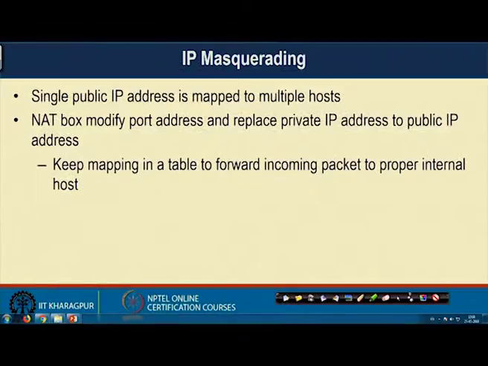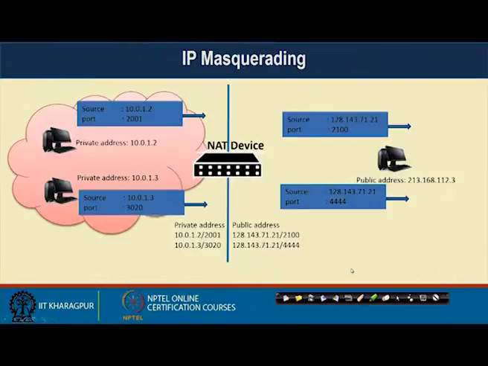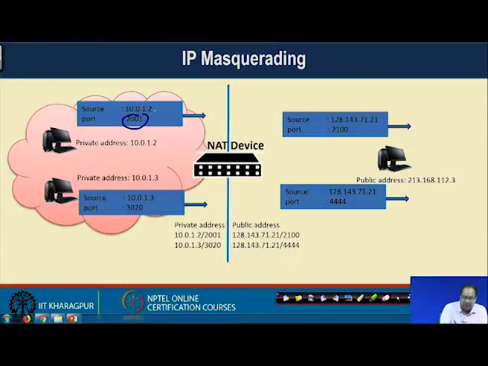Now, you can use this IP port pair together to make this mapping. So, how can you do that? Let us see one example here. Assume that one application is running on this machine at port 2001, which has a private IP of 10.0.1.2. There is another machine, say this is machine A, this is machine B. Machine B is using a different private address 10.0.1.3 and the application is running at port 3020.